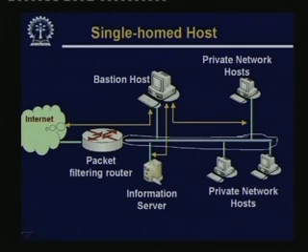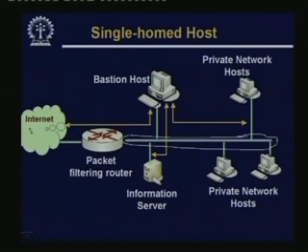Now you look at these yellow arrows. The way the router and the Bastion host have been configured, the router will only allow traffic to flow if it is either destined to the Bastion host or it is coming from the Bastion host, okay. Because we know Bastion host is a safe and secure system, so let all communication with the outside world go through the Bastion host. The packet filtering router will block all other packets. So any packet which is directed to an internal host will be blocked. Similarly, the Bastion host can send and receive information from these information servers.